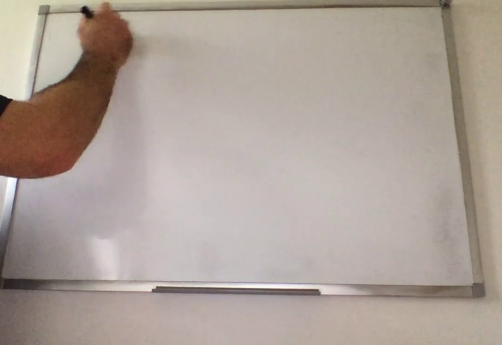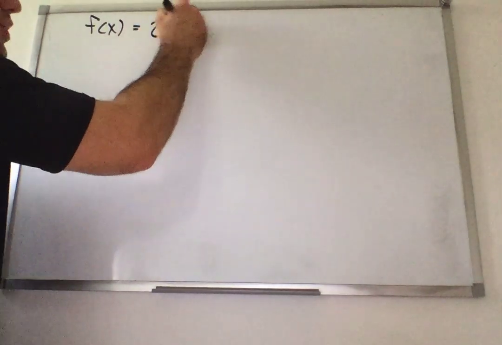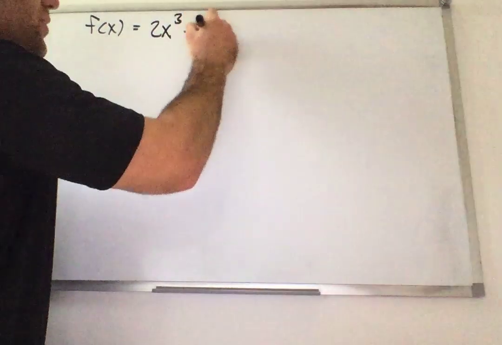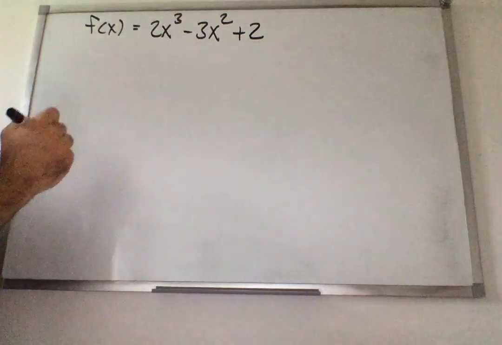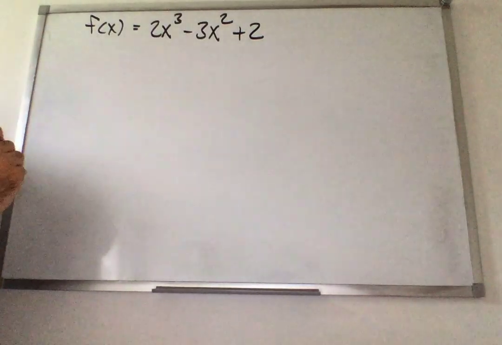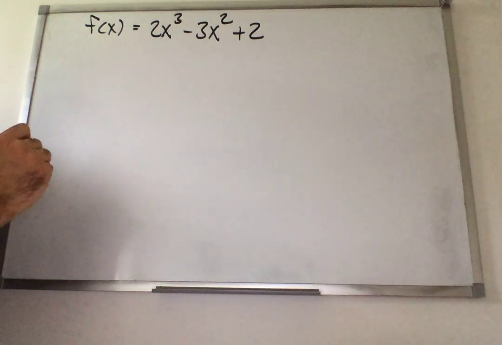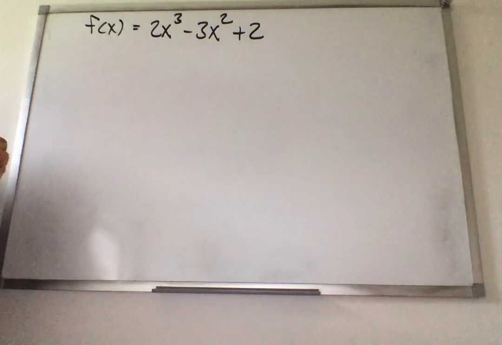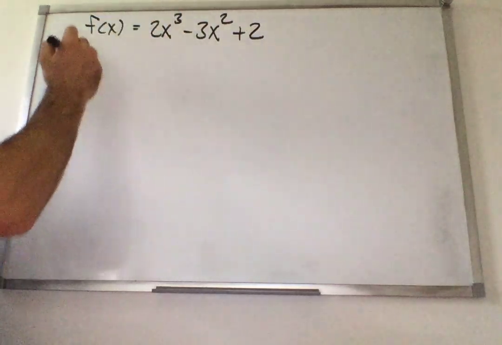So here's our first example. Here's our function, f of x is equal to 2x cubed minus 3x squared plus 2. The question is asking us to use Newton's method with the specified initial approximation x1 to find x3, the third approximation to the root of the given equation.